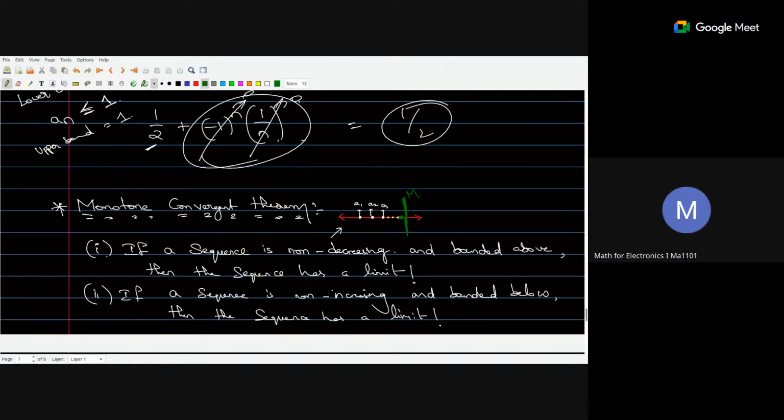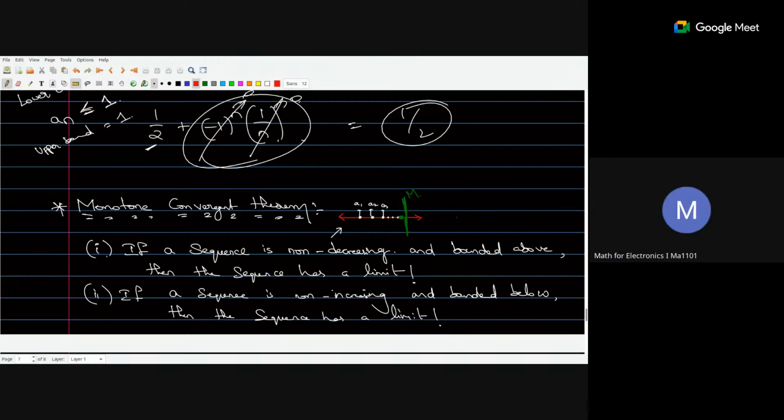And the second statement is more or less the same thing but in the opposite direction. So if a sequence is non-increasing, can someone see? Even I am hungry. Okay, so if you're eating or doing anything, please be on mute. Yeah, any doubt? No, right? No, sir.